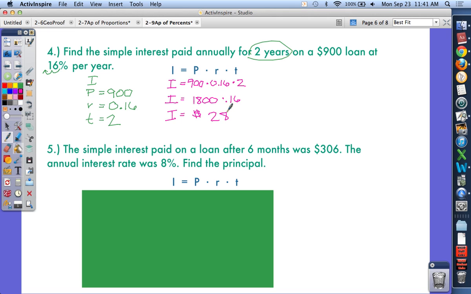About $288. If you leave the I in there, you don't really hit the label because we know that the I is for interest. Make sure you have units on here. We're talking about money, so the money symbol is important.